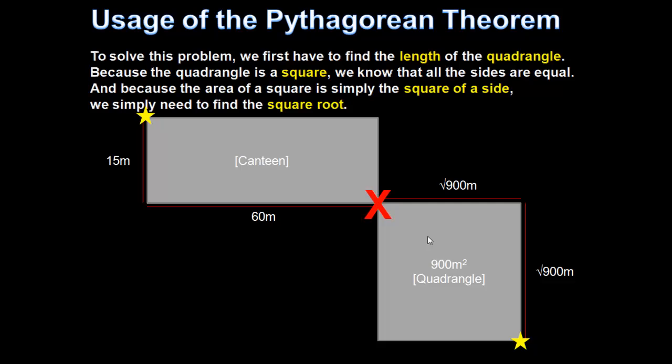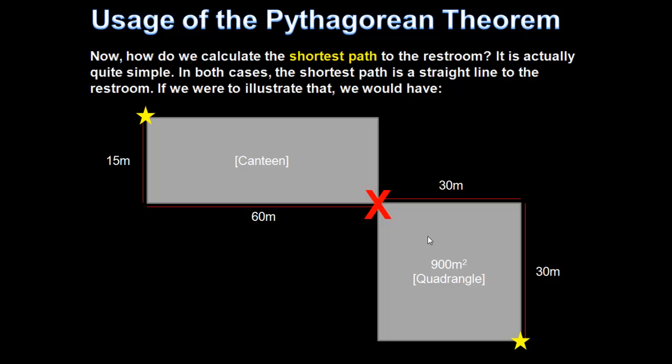So to solve this problem, the first thing we do is to find the length of the quadrangle. Because the quadrangle is a square, we know that all the sides are equal, and because the area of the square is simply the square of a side, all we have to do is to find the square root of 900 meters squared, which is 30 meters.